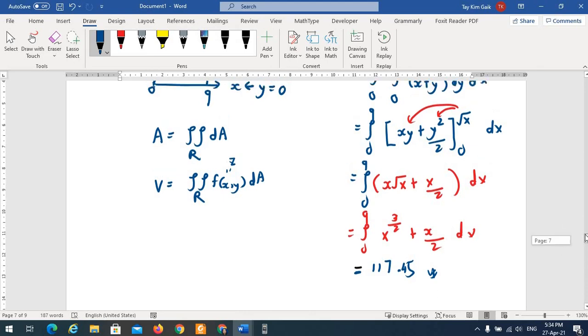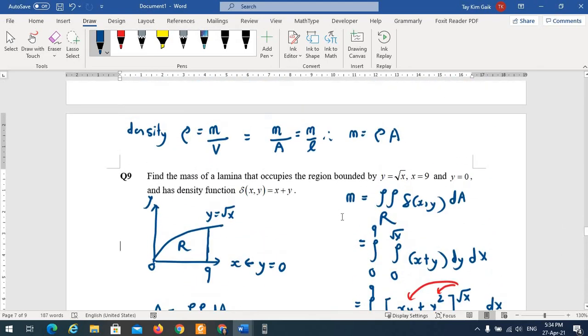So any question for the mass of a lamina? M is a double integral of the density function dA over region R. So make sure you can sketch the correct region R. If you sketch wrongly, then it will affect your limits of y and x.